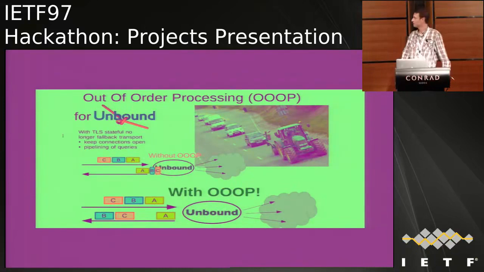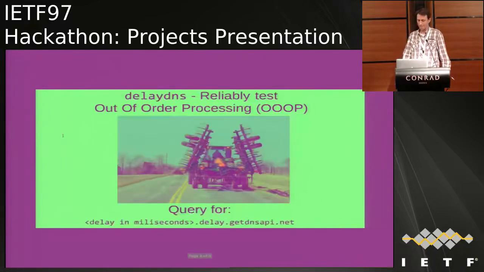And with out of order processing, ABC queries are received by the Unbound resolver, they can be resolved asynchronously and answered out of order. So B and C can already be answered before the slow answer A arrives and can be sent back. So that is a great improvement here.